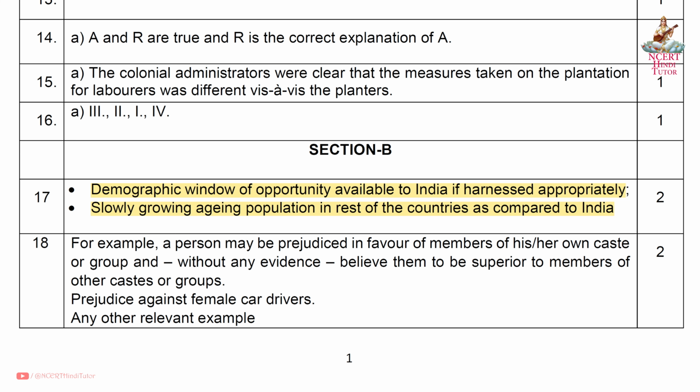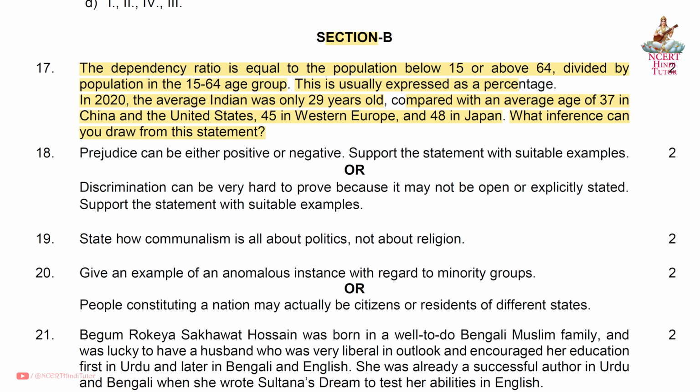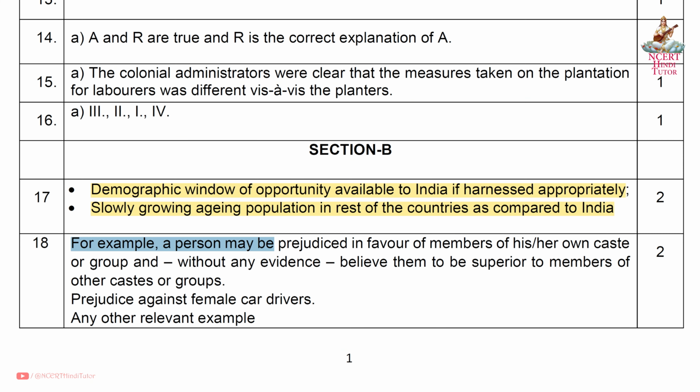Question 18. Prejudice can be either positive or negative. Support the statement with suitable examples. Answer: For example, a person may be prejudiced in favor of members of his or her own caste or group and, without any evidence, believe them to be superior to members of other castes or groups. Prejudice against female car drivers. Any other relevant example you can write here.